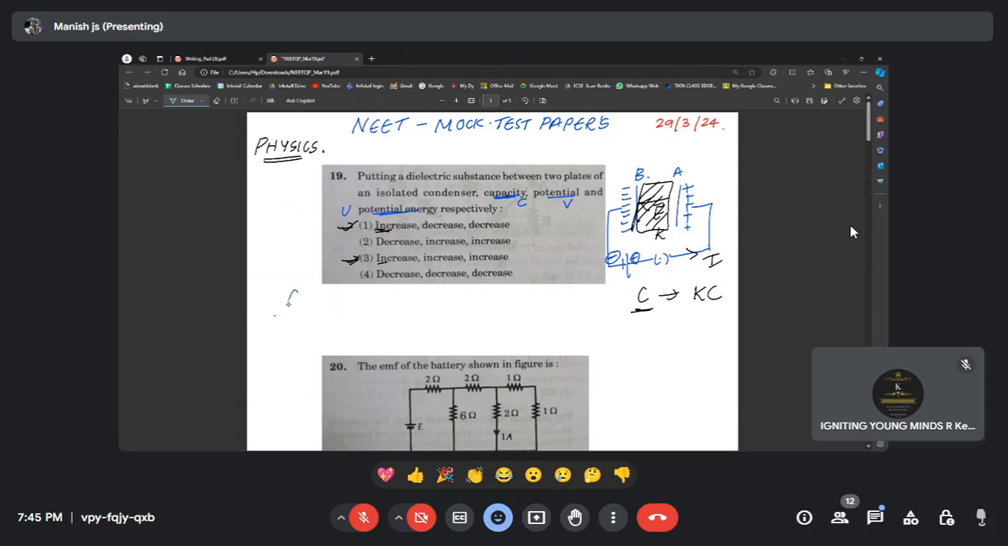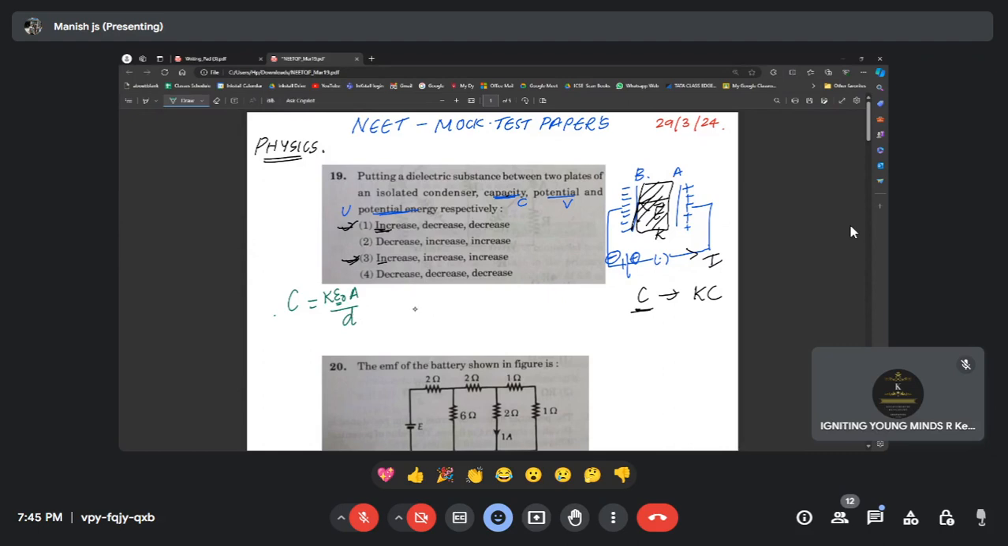So what is the formula for capacitance of a capacitor? We are all aware. Sundaresh, you can tell if you know it. What is capacitance, C equal to? Okay, we can write it as epsilon naught A upon D. This is the general formula. Epsilon naught is called the permittivity of free space. Now, because there is a dielectric material inserted, it becomes K times epsilon naught A by D. So this is the formula.